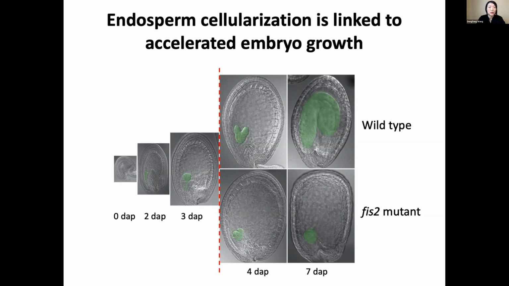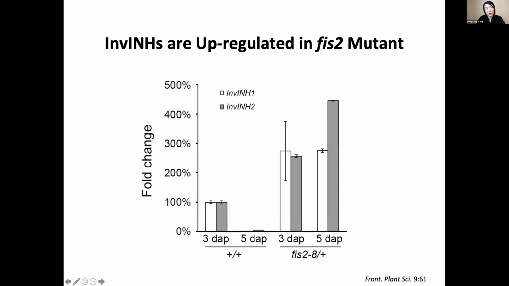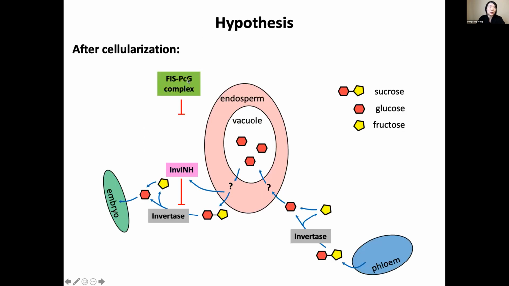And actually it does. When we measured invertase inhibitor messenger RNA level using qRT-PCR, we see that in the wild type, the expression drops after endosperm cellularization from 3 days to 5 days. This is the normal pattern in the wild type. But in the FIS mutant, we see upregulation of the invertase inhibitor. So this basically means that this complex is involved in turning off the invertase inhibitor after cellularization.